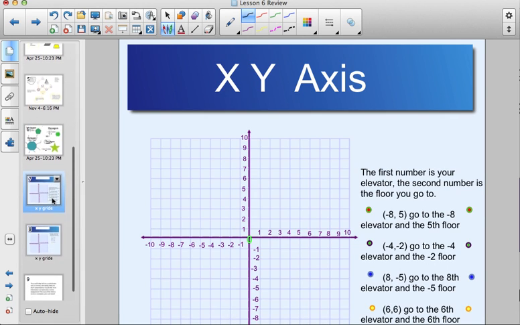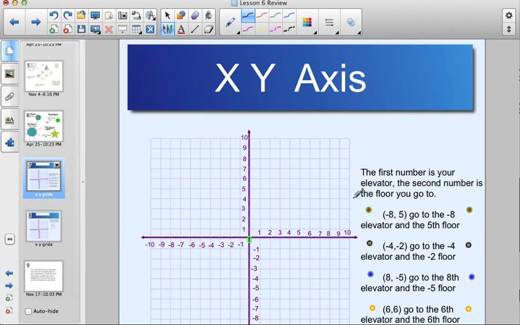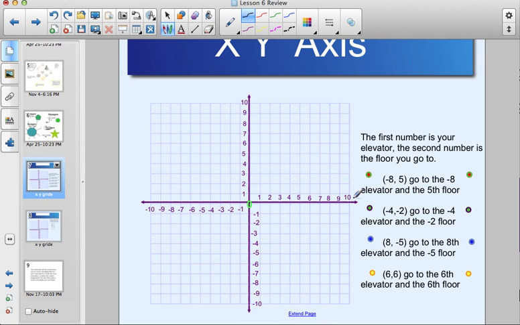Okay, so moving on to ordered pairs. A lot of you have struggled with what number to start with, so I have this visual for you to help. So the first number is going to be the elevator. Think of you being in a hotel and you have a bunch of elevators in front of you, okay?